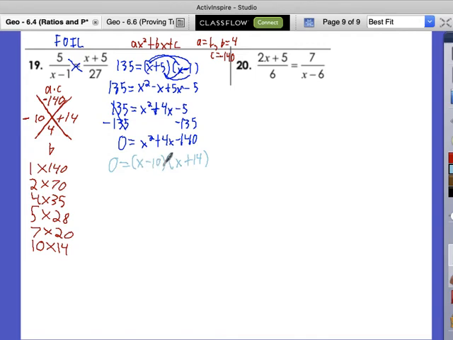So that means that one of these has to be 0, because this first parenthesis is multiplying with the second parenthesis. That means at least one of them has to be 0, according to that rule that in order to get 0, one of them has to be 0. So if this has to be 0 or this has to be 0, we can take x minus 10 and say it equals 0. Then we can take x plus 14 and say it equals 0.